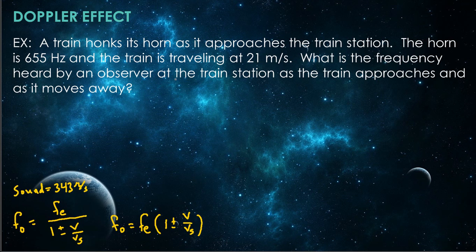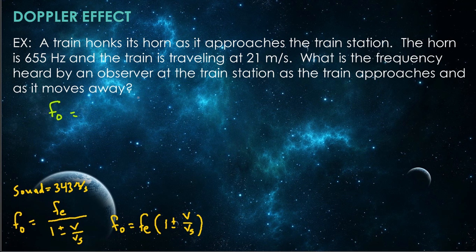All right, so a train honks a horn as it approaches the train station. The horn is 655 hertz, and the train is traveling at 21 meters per second. What is the frequency heard by the observer at the train station as it approaches and moves away? So we're going to use this formula down here at the bottom left. And we're going to use it twice, once for approaching and once for it leaving.